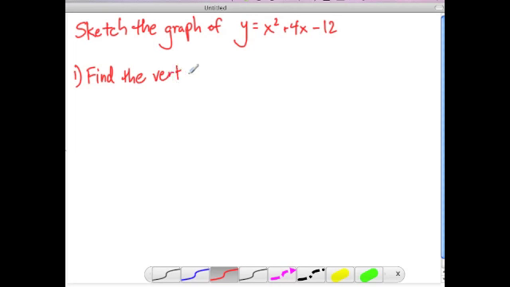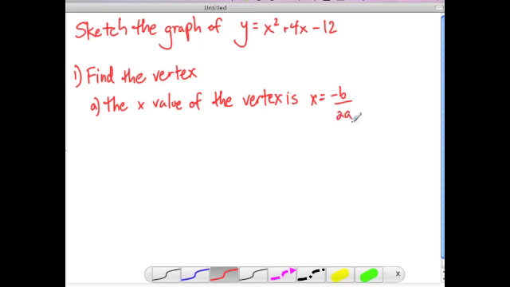And there is a very specific way that we find the vertex. And remember, the vertex is the highest or lowest point of the graph. The x value of the vertex is x equals negative b over 2a. And in this equation, a equals 1, b equals 4, and c equals negative 12. Remember, we get those numbers from the equation.